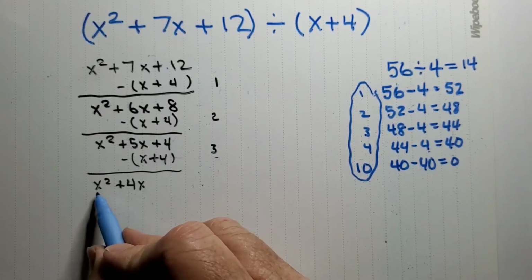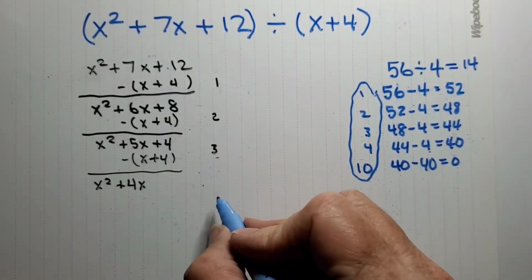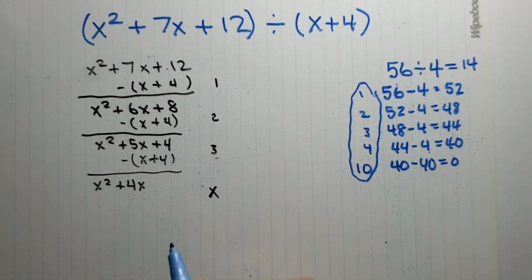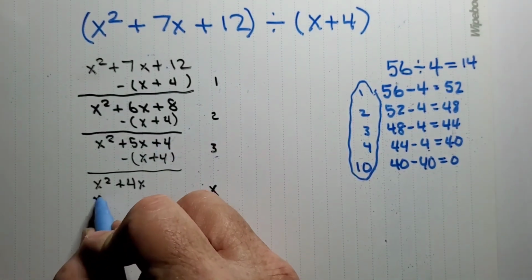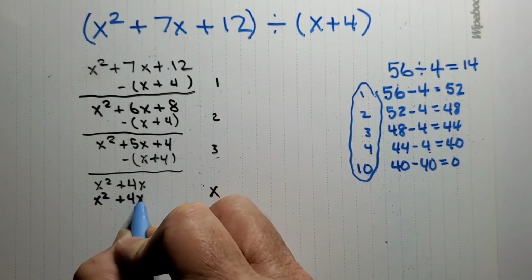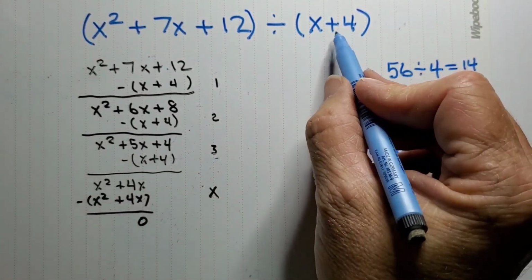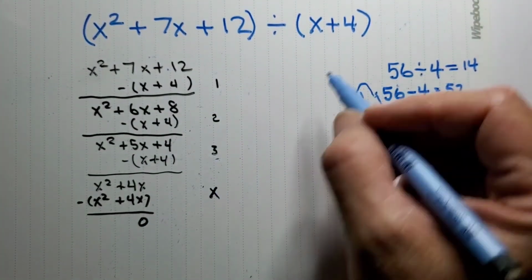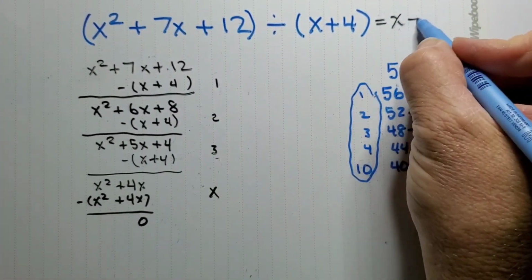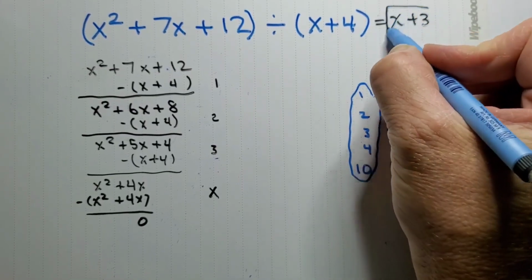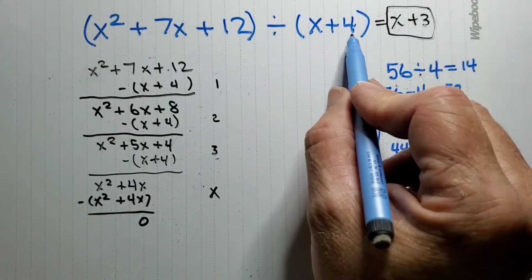So now I have x squared plus 4x. And at this point in algebra, hopefully we'll see that we have x more x plus 4s. And x times x plus 4 is x squared plus 4x. And when I subtract, I get 0. So how many x plus 4s did I take out? Well, I took out x of them, and I also took out 3 more. And that is the reason why x squared plus 7x plus 12 divided by x plus 4 is x plus 3.